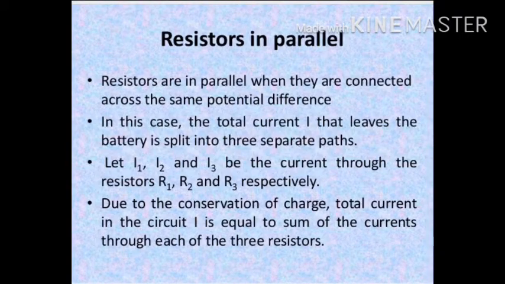In this case, total current I that leaves the battery is split into three separate parts. Let I1, I2 and I3 be the current through the resistors R1, R2 and R3 respectively. Due to the conservation of charges, total current in the circuit I is equal to the sum of the currents through each of the three resistors.